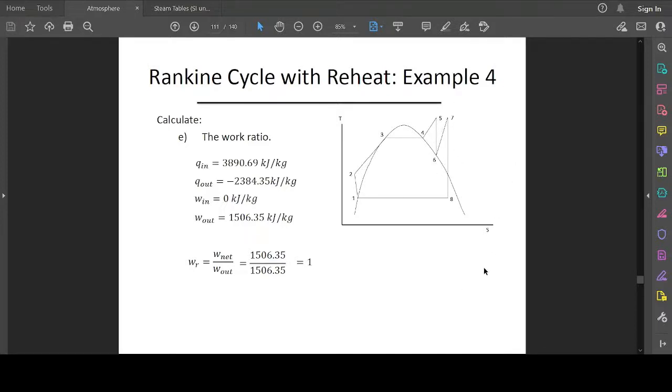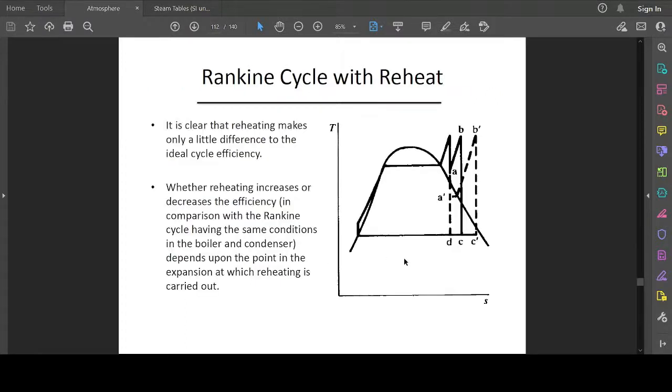So the work ratio is given as the net work divided by the work output. Since we know that the net work, given the negligible work done by the pump here, is 0, we only take the work output, which is equal to the net work, and that gives us unity. So it is clear that reheating makes only a little difference to the ideal cycle efficiency.